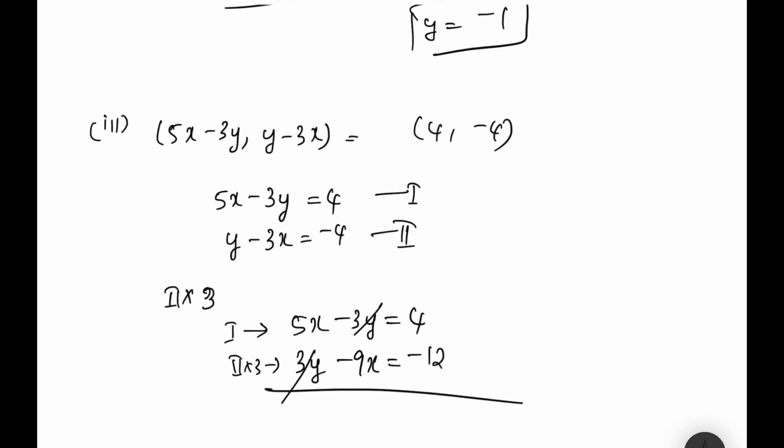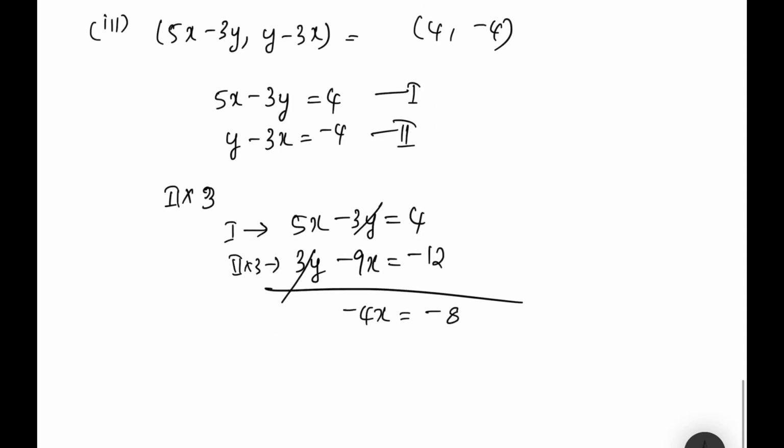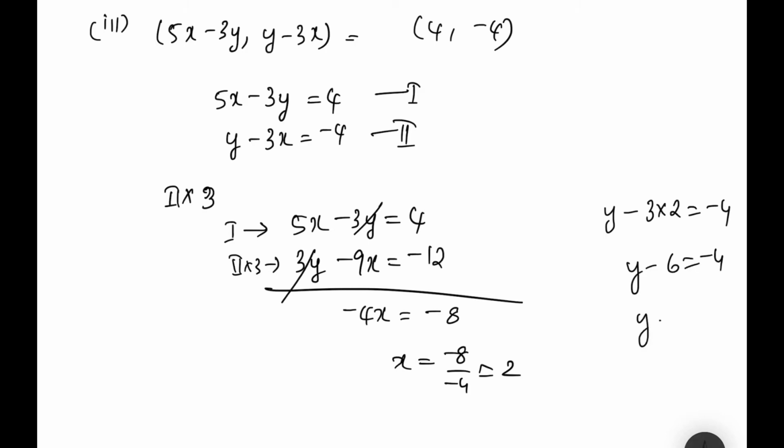So this and this are getting cancelled when you add. So you'll get -4x is equal to -8. So x is equal to -8 by -4 equal to 2. Now I can substitute, right, in the second equation. y - 3 into 2 equal to -4. y - 6 is equal to -4. y is equal to -4 + 6, that is equal to 2. So the value of y is 2. Okay. Hope it's clear, children.